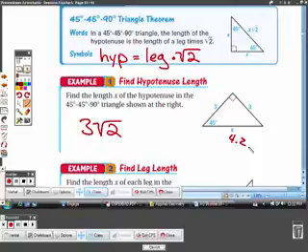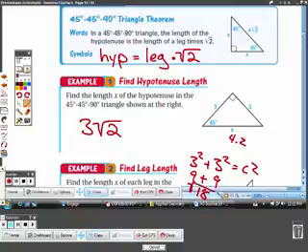Now, if you don't like that, you can do the Pythagorean theorem. You could do 3 squared plus 3 squared equals c squared. That'd be 9 plus 9, which is 18, and take the square root of 18, and guess what you get? 4.2. Where did I get this root 2 from? This root 2 is the rule about 45-45-90 triangles. It works for all 45-45-90.